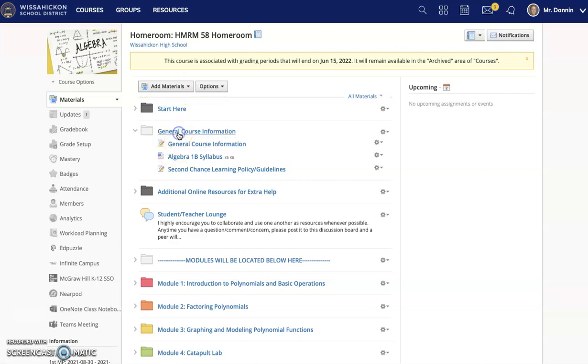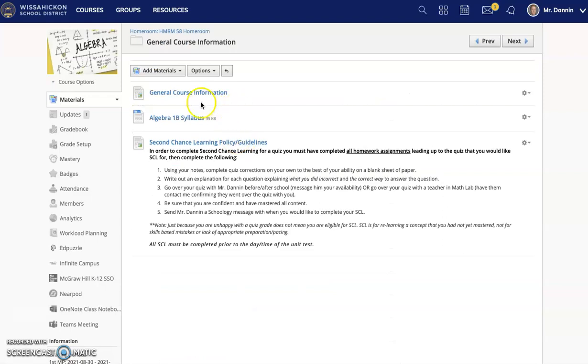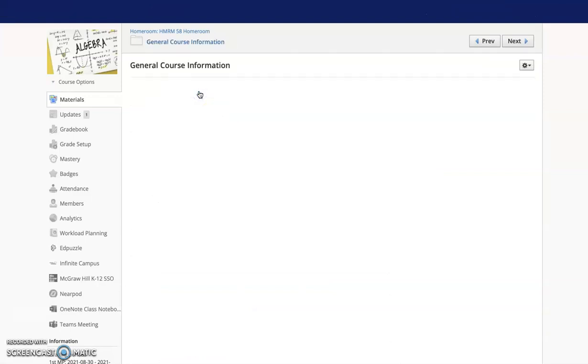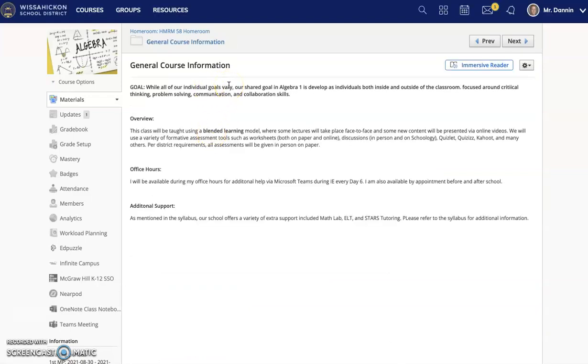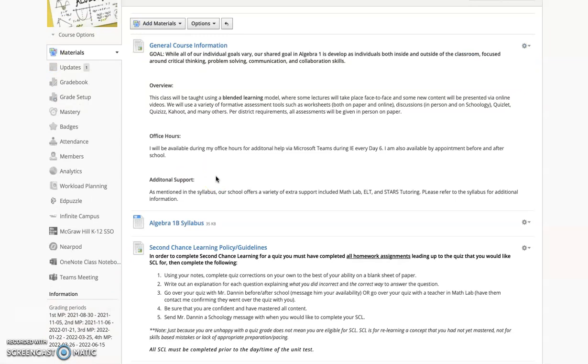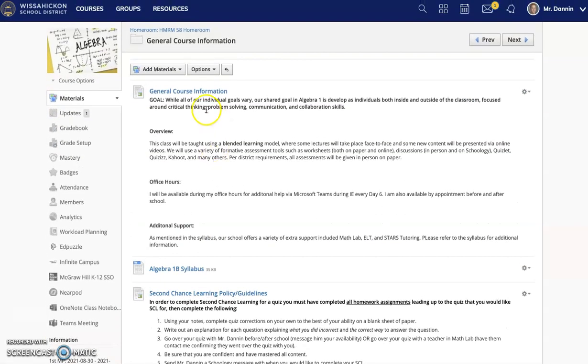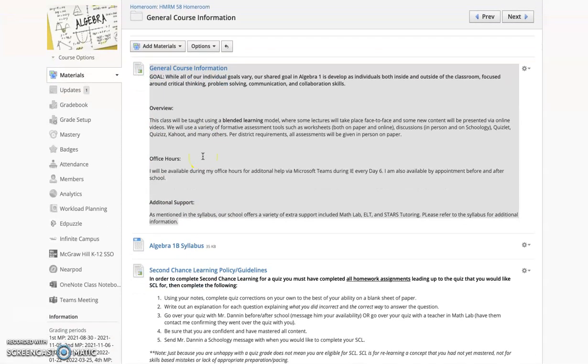The goal for this course can be seen above in the General Course Information tab, stating, while all of our individual goals vary, our shared goal in Algebra 1 is to develop as individuals both inside and outside of the classroom, focused around critical thinking, problem solving, communication, and collaboration skills. You can see here that several different things in this course, particularly pages, are put right into the folder. That way students do not have to search and click on each individual tab.